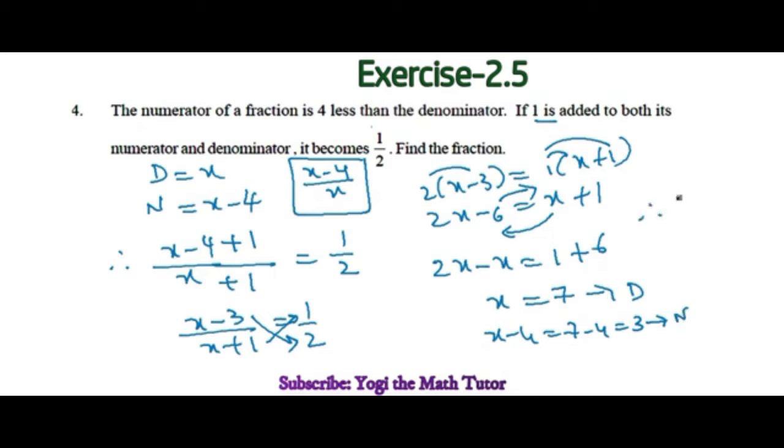Therefore, the fraction is numerator over denominator. That is, the numerator we have 3 and the denominator we have 7. So the fraction is equal to 3 by 7. So 3 by 7 is the solution of this problem.